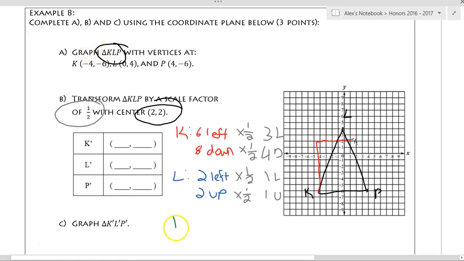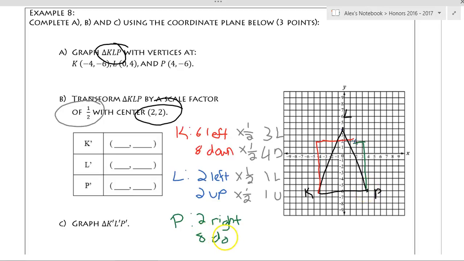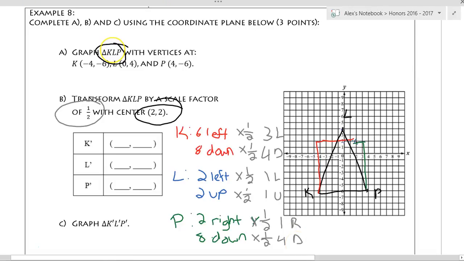And finally, I have P. If you look, P is 2 right. And then you can count, it's 8 down. And again, multiplying that by my scale factor, which is 1/2. 2 times 1/2 is just 1, and that's going to be right. 8 times 1/2 is 4, and that's down. Now I'm going to graph these new points.